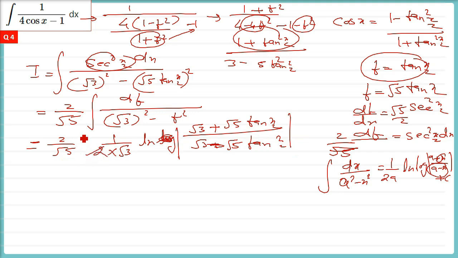Let's resolve this. 2 gets cancelled. Root 5 into root 3, root a into root b is root ab. So you have 1 by root 15. So this is the final answer. 1 by 2 root 15 ln modulus root 3 plus root 5 tan x by 2 divided by root 3 minus root 5 tan x by 2 plus constant of integration.